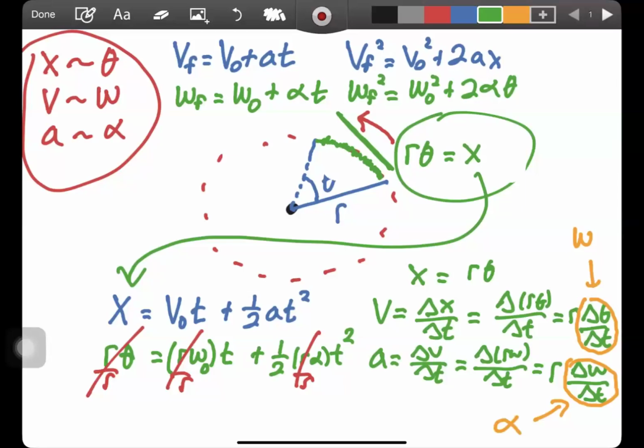And so in making the transformation, we now talk about the angle, then we talk about the angular velocity, and then we talk about the angular acceleration. So the angle is theta, the angular velocity, we're going to talk about omega, and the angular acceleration, we're going to talk about alpha.